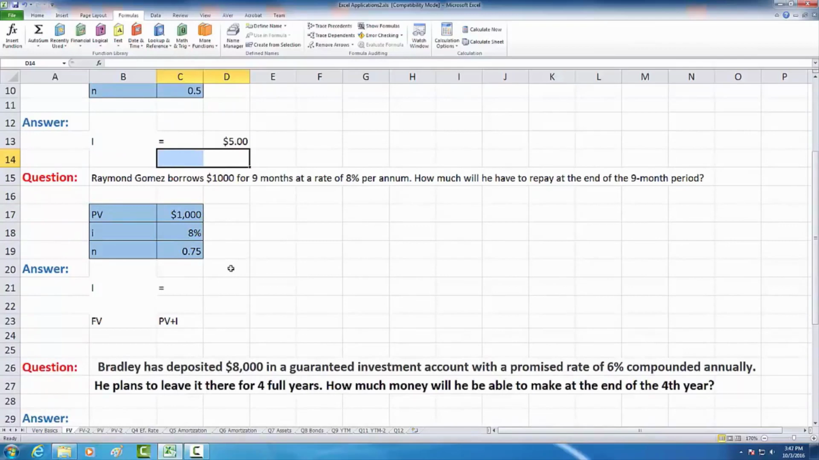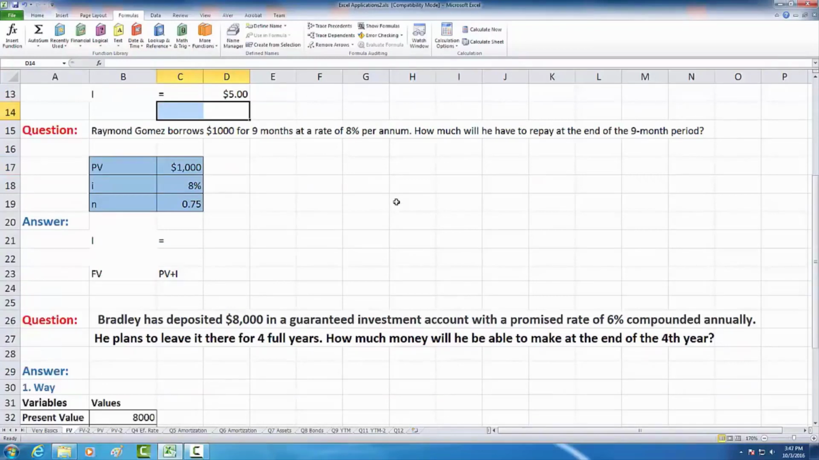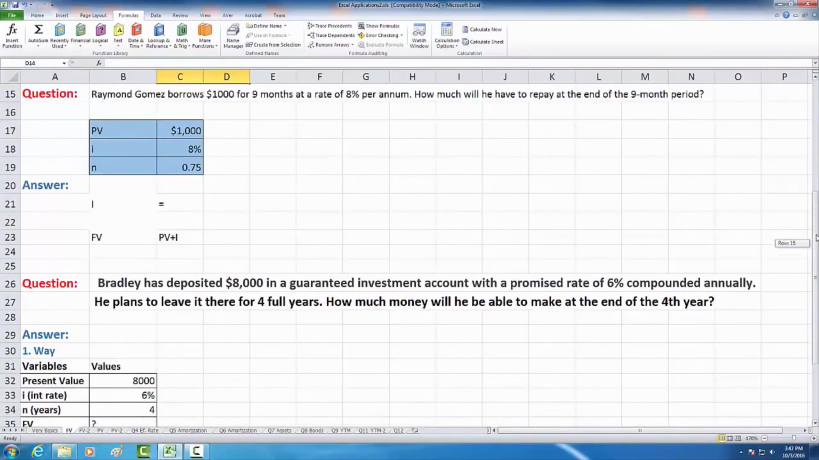Raymond Gomez borrows $1,000 for 9 months at a rate of 8% per annum. How much will he have to pay at the end of the 9-month period? Again I formed the table here, which gives us the present value, interest rate, and number of periods. So I write here $1,000 as the present value. Interest rate is 8%. You have to write those numbers in a different cell than the question.